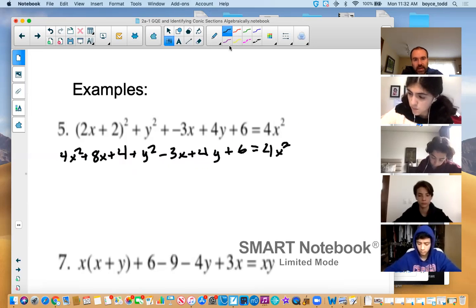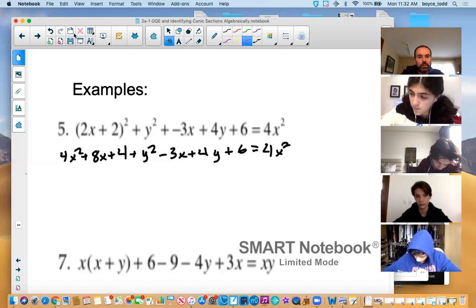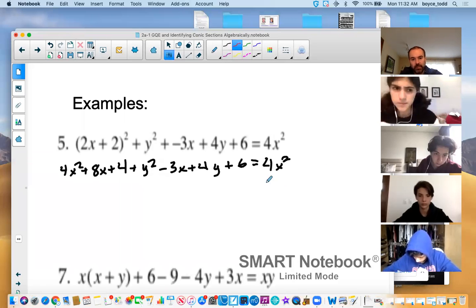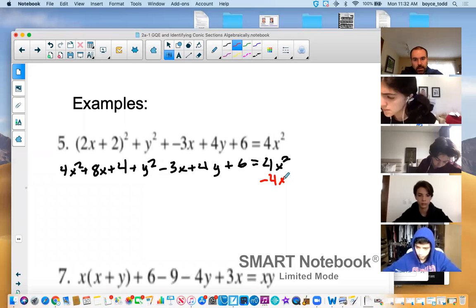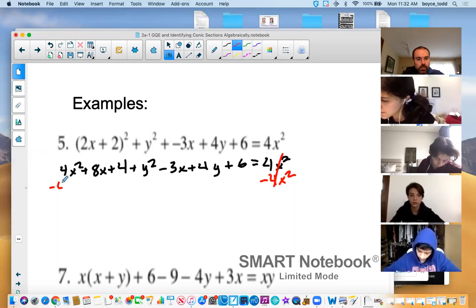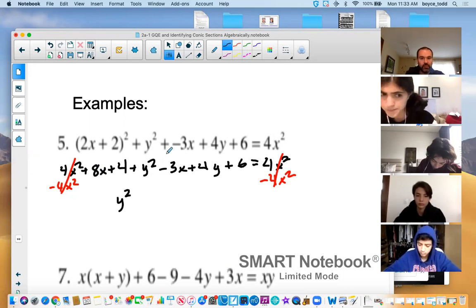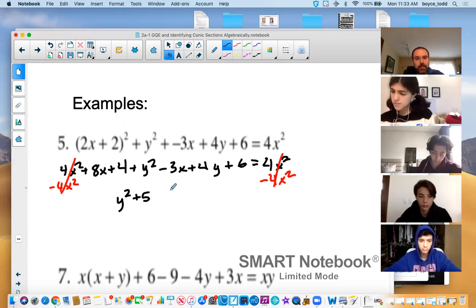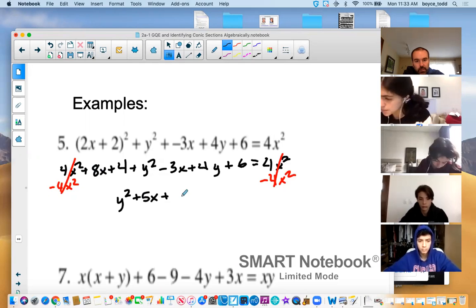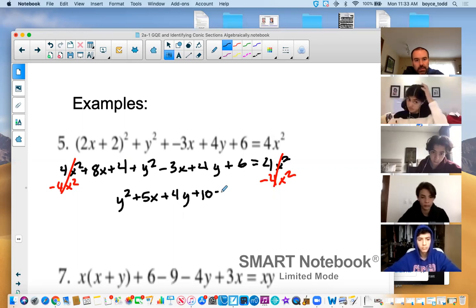Now, in order to simplify this so you get it into general quadratic equation form, you would want to subtract 4x squared from both sides so you get a 0 over here. Okay, so I'm going to go ahead and subtract that. But what happens there is that the x squared cancels out. So what you're left with, and I'm going to write this in order now, is y squared. And then I'm going to look for x. I have 8x minus 3x, so that's going to give me 5x. And then I have plus 4y. And then 4 plus 6 gives me 10, equal to 0.